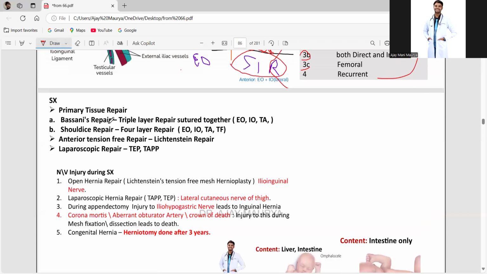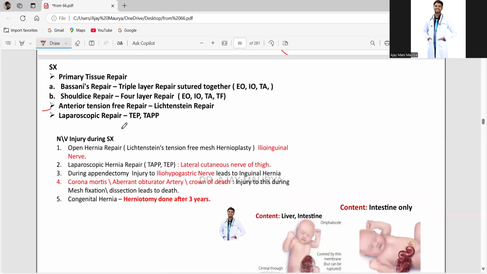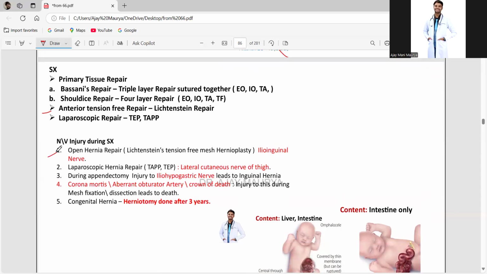Surgery, guys, remember here: anterior tension free repair. The studies are not that important, but remember this. What is the nerve injury during the surgery? In open hernia repair, which includes Lichtenstein tension free mesh repair, what is the most common nerve injury? It is the ilioinguinal nerve injury. Guys, remember here.